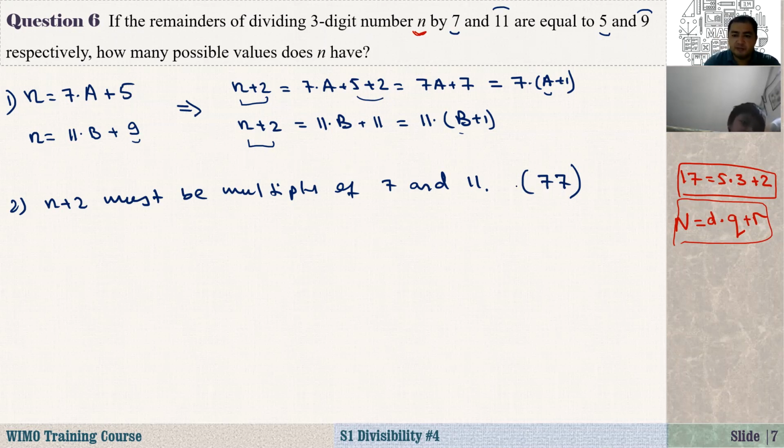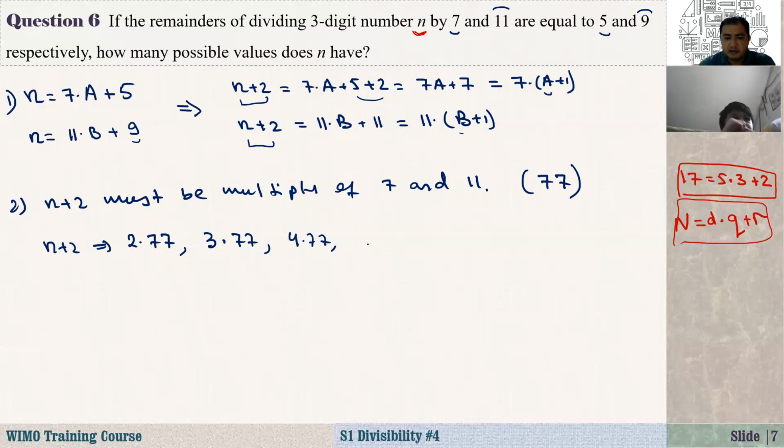Okay. So now n plus 2, we know that n is a 3-digit number. What is the first 3-digit number that is a multiple of 77? Those numbers are, 77 is not a 3-digit number. The second multiple of 77 is 154, right? That is 2 times 77. That is a 3-digit number. 1 times 77 is not a 3-digit number, so we don't take this. The next one is 3 times 77, the next one is 4 times 77, and so on.